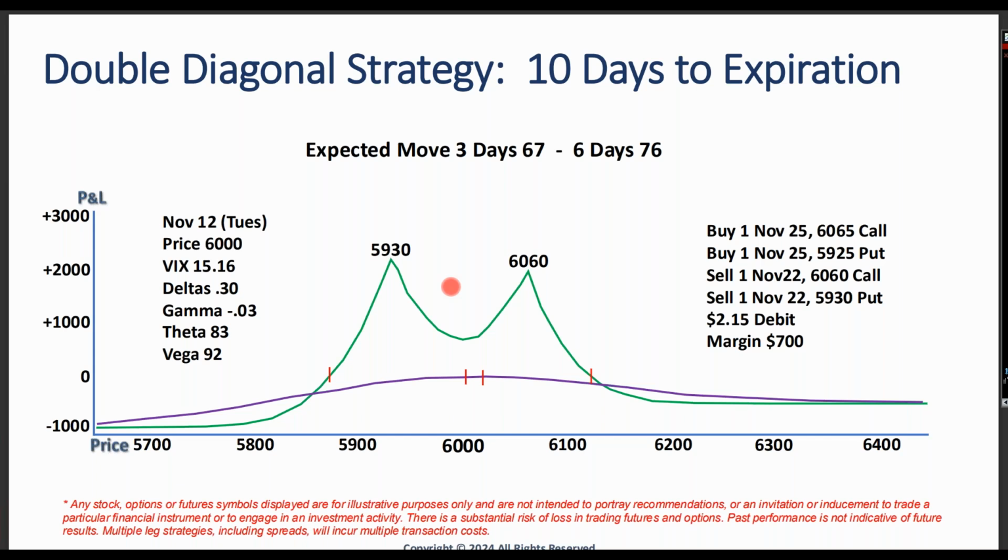Your margin on an iron condor is not your credit. The amount of money you have to put up at your brokerage firm is not your credit with an iron condor, right? So some strategies it's the debit, some it's the credit. But the bottom line is my margin is $700. And if I'm trying to make 10%, that'd be 10% of 700 is $70. So if I pay $215 debit, I'd want to sell it at $215 plus 70 is $285.